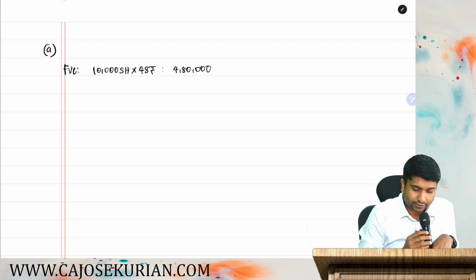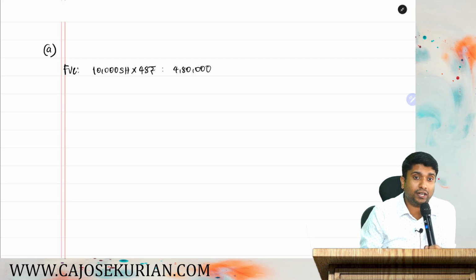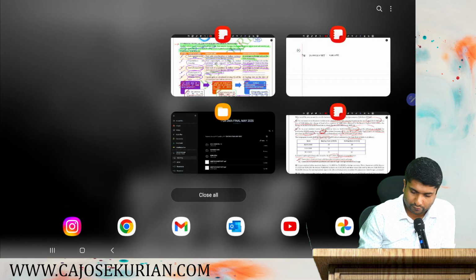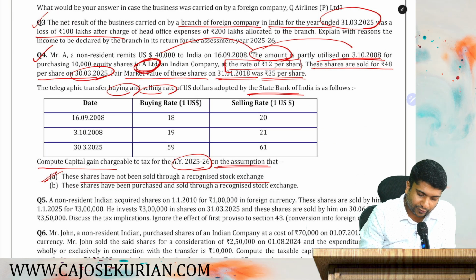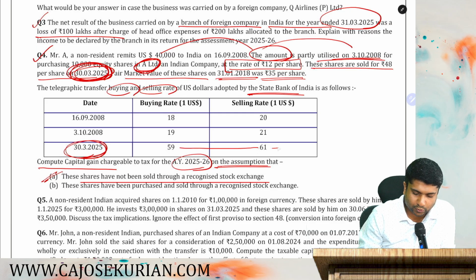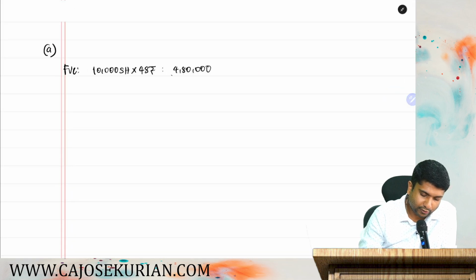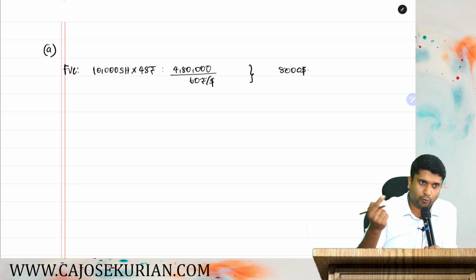4,80,000 is the amount. Now, you need to convert it into what? Foreign currency. And how do you convert it into foreign currency? You need to check the date of transfer. Date of transfer is on 30/3/2025. So as on that date, what is the average exchange rate? 59 plus 61 divided by 2 will be obviously 60 rupee per dollar. So when you convert that into foreign currency, you need to divide 4,80,000 by 60 rupee per dollar, so that you will get the dollar value. What is the dollar value? $8,000 shall be the full value consideration in foreign currency.